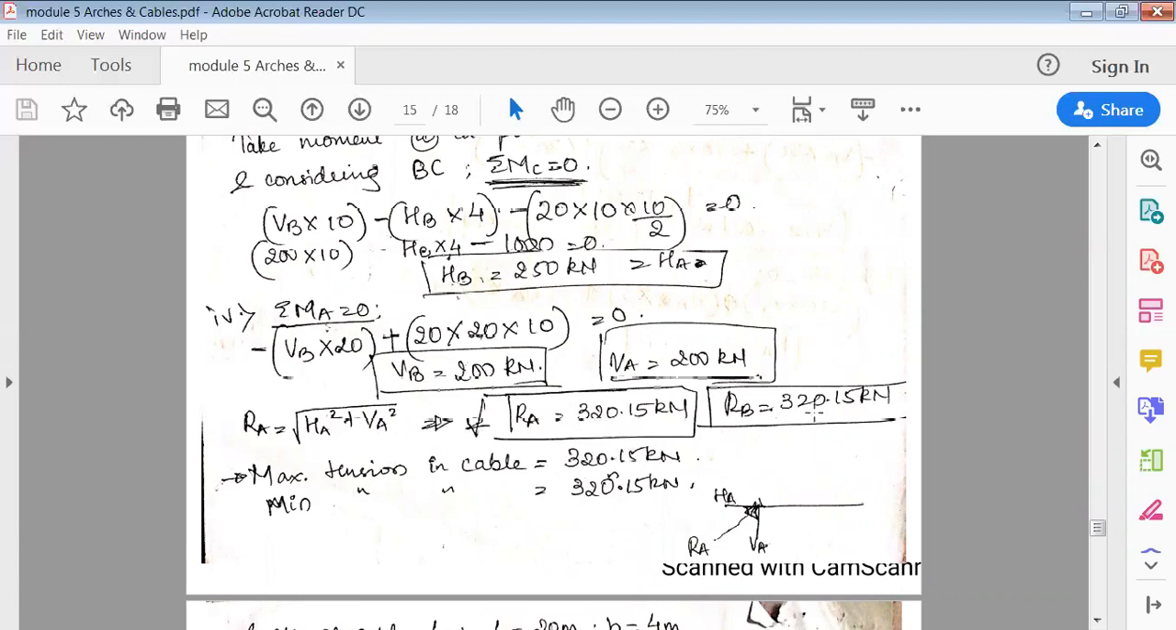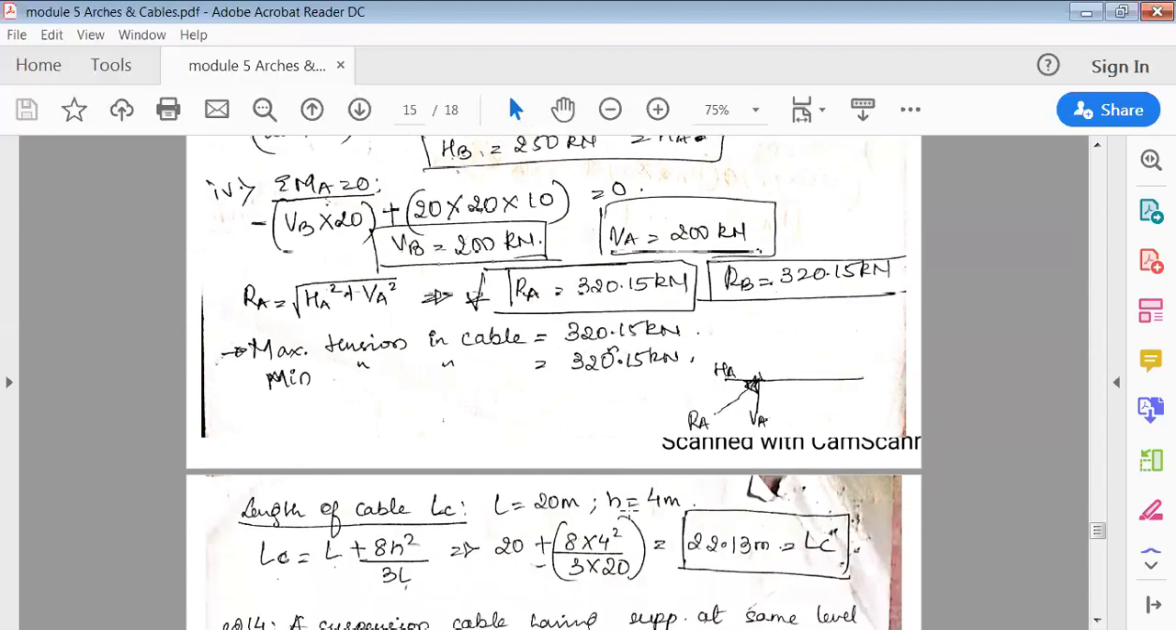So RA and RB will be the same, because it is symmetrical loading. Once you find RA and RB, these are nothing but the reactions. These reactions determine how much is the maximum tension and minimum tension. So both are the same. That's why maximum tension is also the same, and minimum tension is also the same. We'll write it like this.